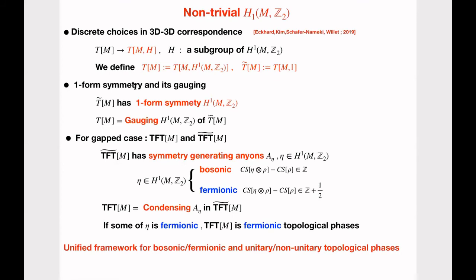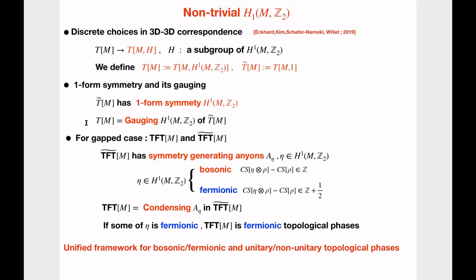For simplicity, we define T_M as the choice corresponding to the full Z2 cohomology, and the trivial subgroup is denoted by T tilde. There are also other choices depending on the subgroup. One nice thing is that this Z2 cohomology plays the role of a symmetry on this topological phase.